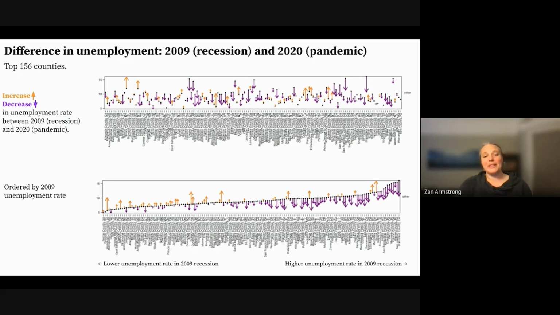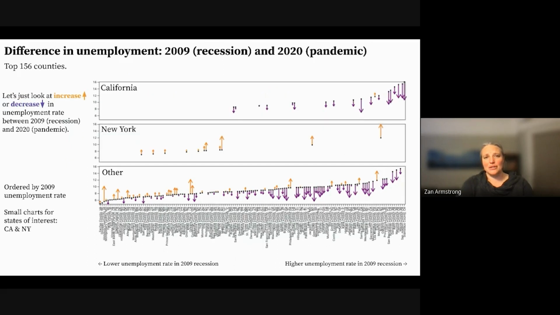And not surprising, where things were doing better, we have more increases, and where things were doing worse, we have more decreases, returning to a mean. Or maybe there's other dynamics at play. So let's take a look at California and New York.